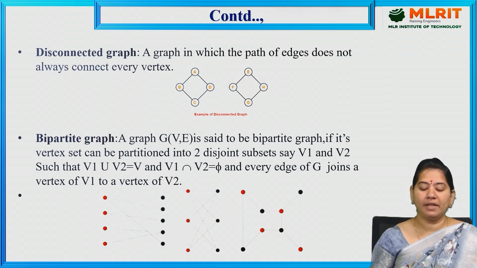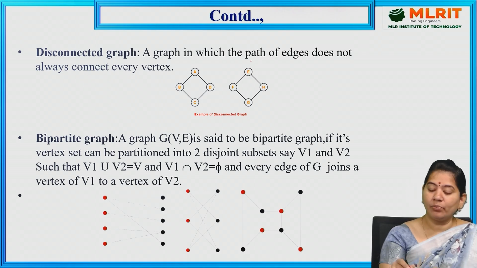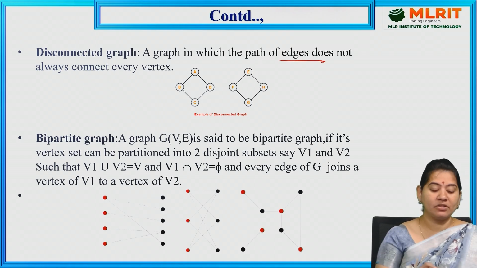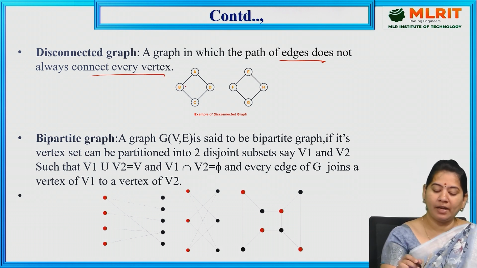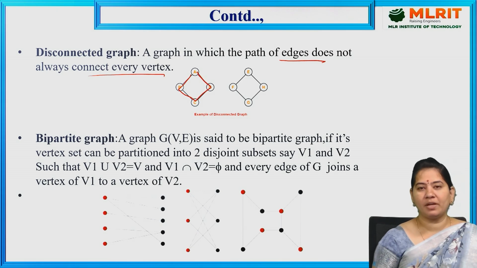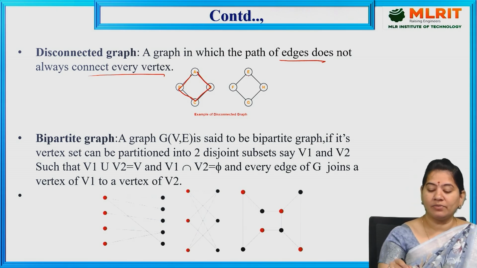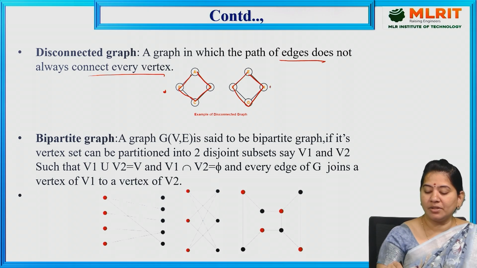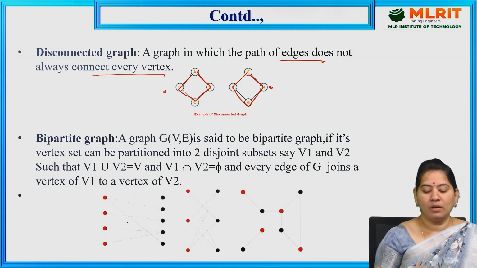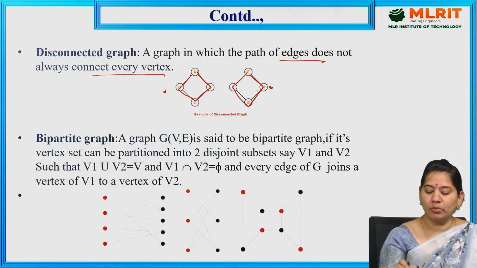So this is all here disconnected. A graph in which the path of the edges does not always connect every vertex. So here if you observe, we have vertices A, B, C, D. This is one graph. And next we have E, F, G, H. Now let us suppose my source is B and my destination is H. Now I want to move from B to H.